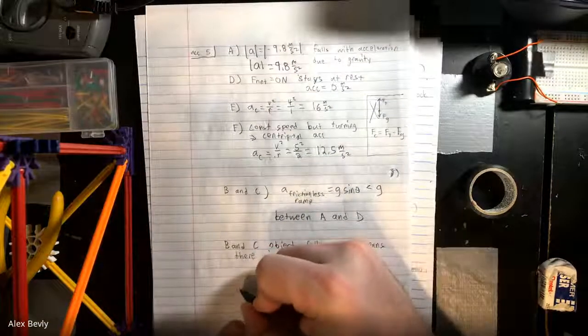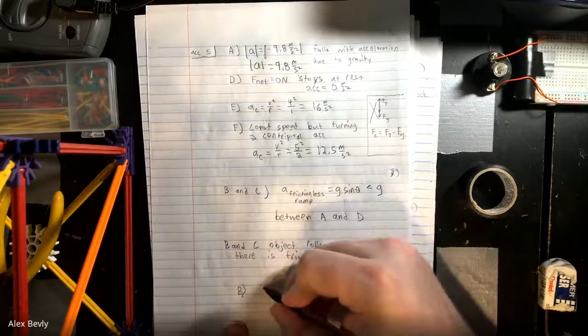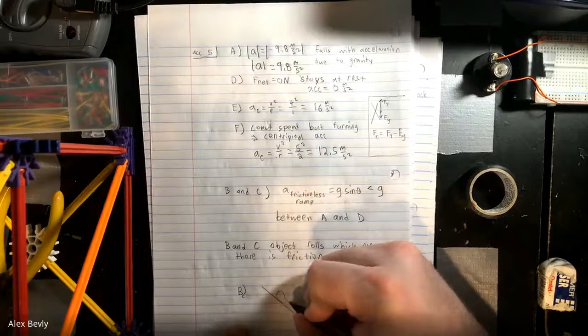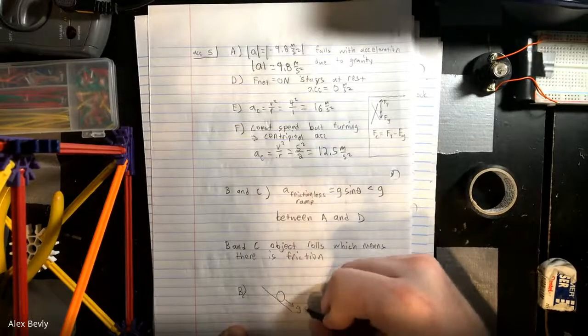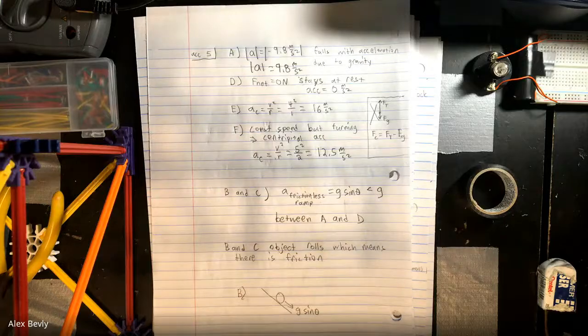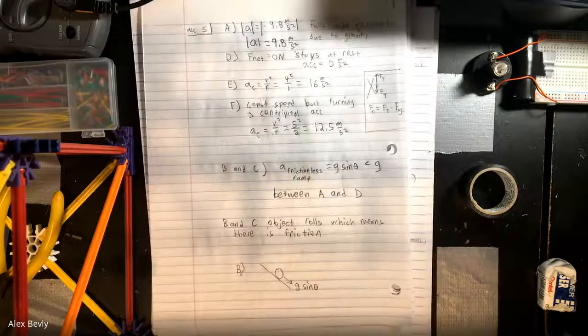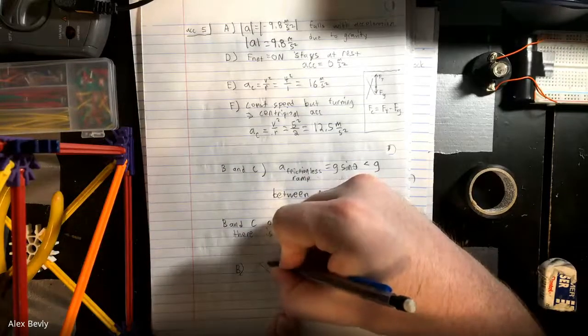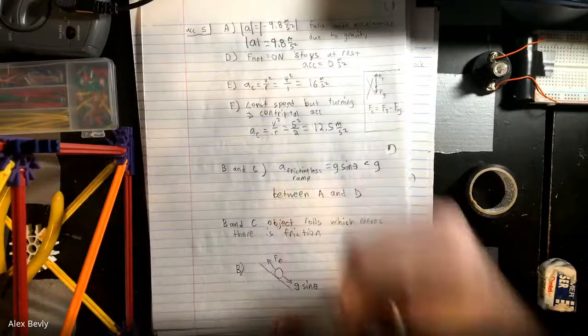So B, we roll down the ramp. Rolling down the ramp, I'm going to have g sine theta pulling this down the ramp. Which way is my force of friction going to be? So this rolls down the ramp. The velocity is down the ramp, so the force of friction is going to be up the ramp.